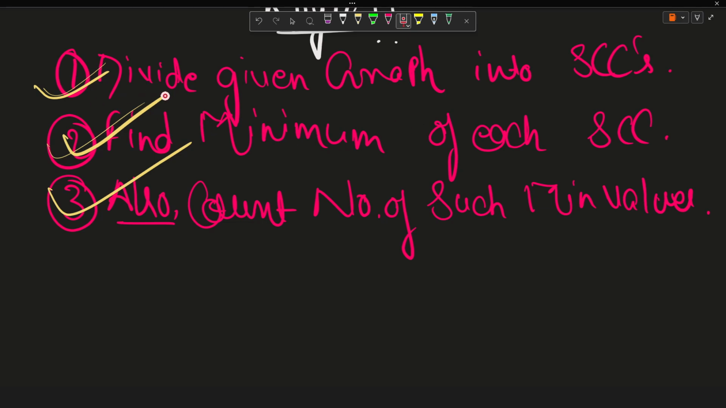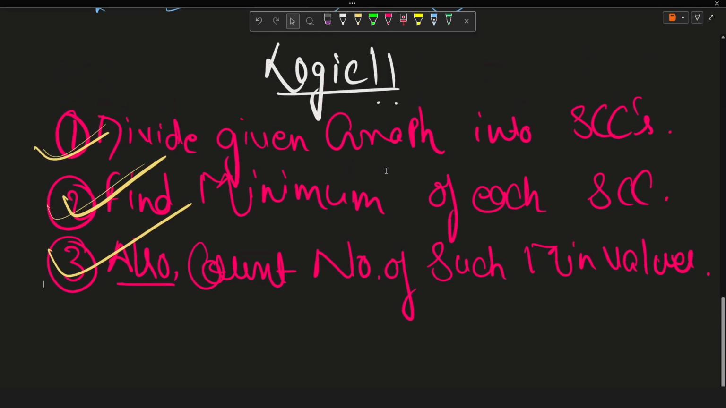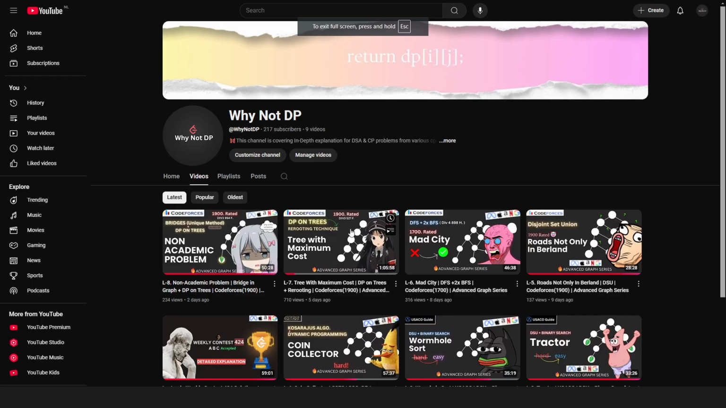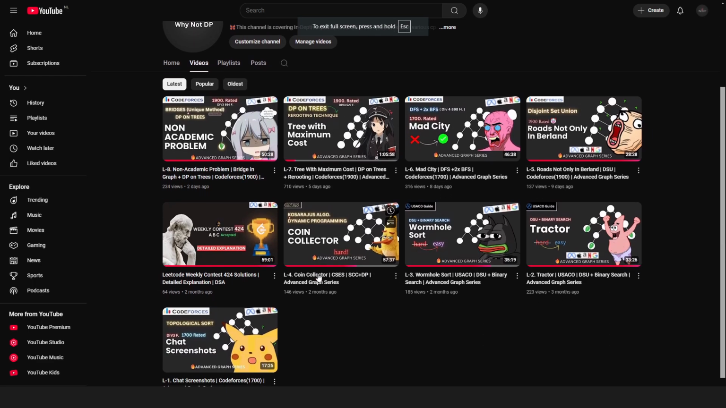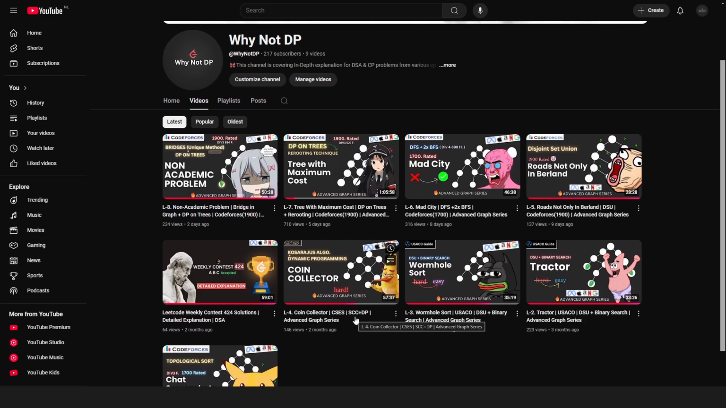I hope you know how to divide a given graph into SCCs, right? Because I have covered the same thing in one of my previous videos also. So let me show you that video. Here, in this question, that is Coin Collector, I have used the same concept of strongly connected components, SCC, right? So the same thing we'll be doing here also. I will not be explaining from the very basics how to construct SCCs for a graph, so it will be better for you if you know it beforehand.